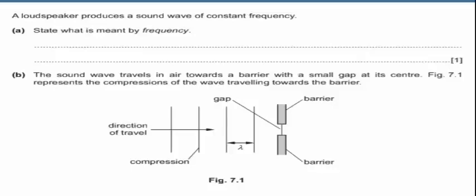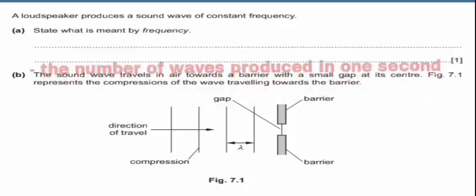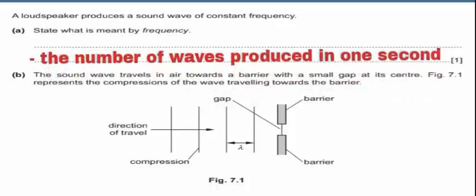The next question reads, a loudspeaker produces a sound wave of constant frequency. Question A. State what is meant by frequency. So frequency is defined as the number of waves produced in 1 second.